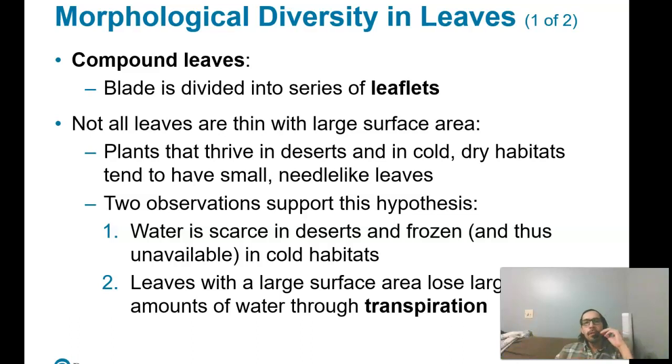And so there are two observations that support this hypothesis. Water is scarce in deserts and frozen in cold habitats. Therefore, leaves with large surface area lose large amounts of water through transpiration.